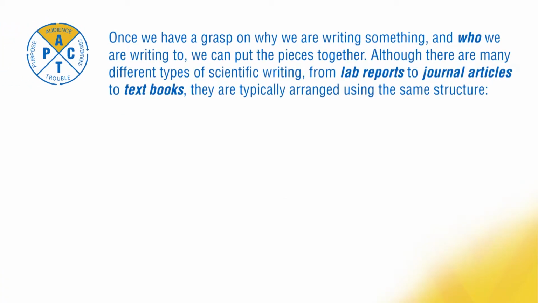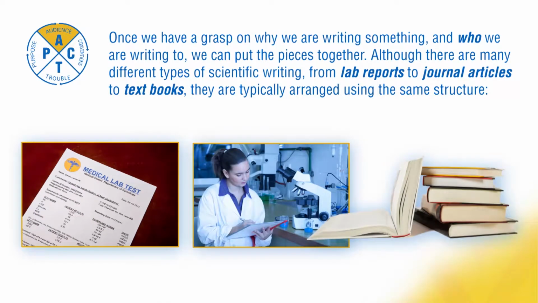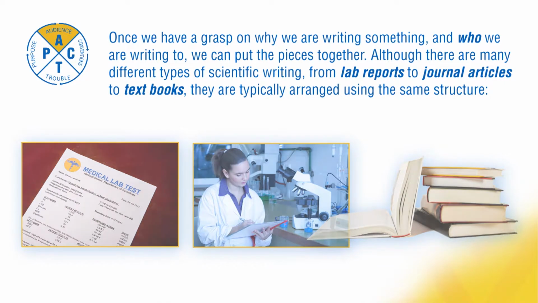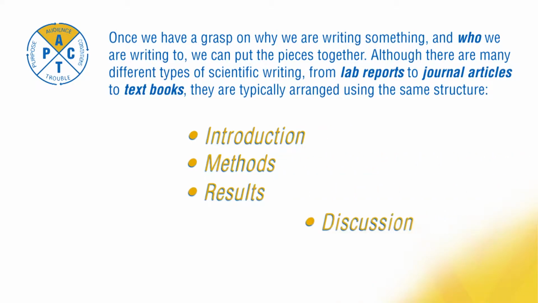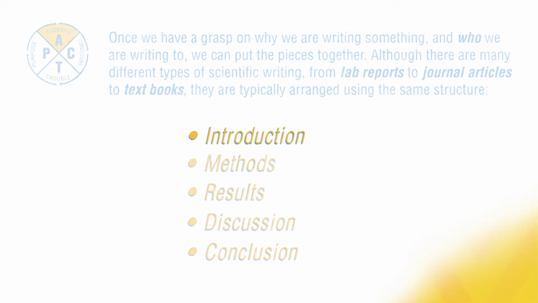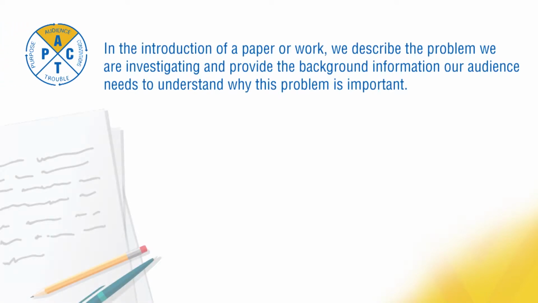Once we have a grasp on why we are writing something and who we are writing it for, we can put the pieces together. Although there are many different types of scientific writing, from lab reports to journal articles to textbooks, they are typically arranged using the same structure: introduction, methods, results, discussion, and conclusion. In the introduction of a paper or work, we describe the problem we are investigating and provide the background information our audience needs to understand why this problem is important.